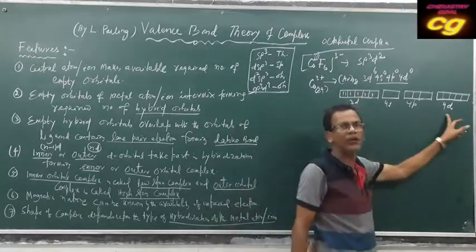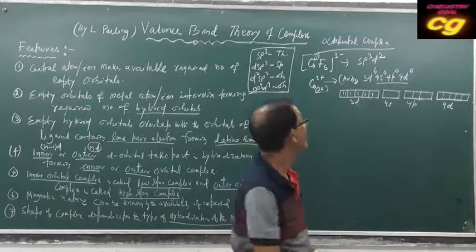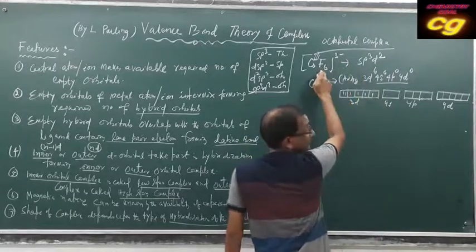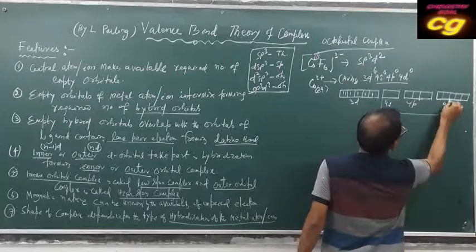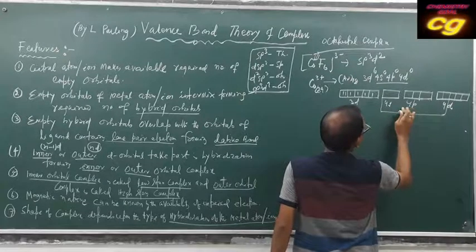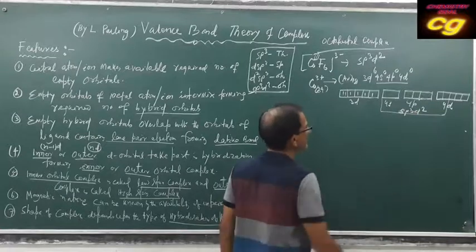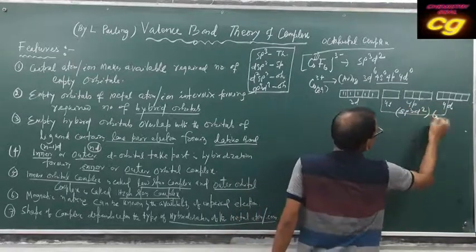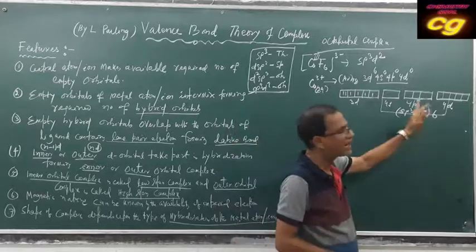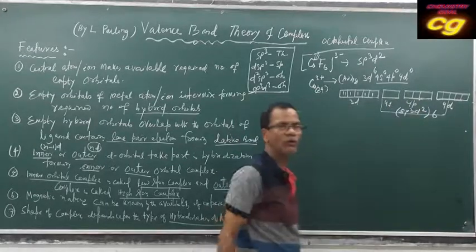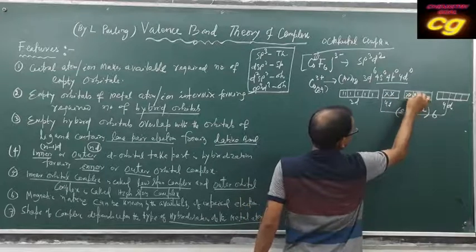Then s, p, d are all vacant, because vacant orbitals are required for accommodation of lone pairs from the ligands. As there are 6 ligands, 6 vacant orbitals are required: 1, 2, 3, 4, 5, 6. So the hybridization is sp3d2, forming 6 hybrid orbitals, because 6 atomic orbitals intermix, forming 6 hybrid orbitals. These 6 hybrid orbitals are vacant, and these vacant orbitals overlap with the lone pairs of the ligands.